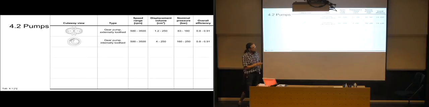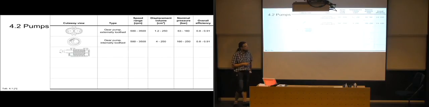But these gear pumps also have an efficiency of 80 to 90%. And here you see a screw pump, as they are usually designed, where you have one shaft that's connected to the motor and rotating, and then you have another shaft that's not connected to a motor, it's just connected to the spiral teeth on the other one.